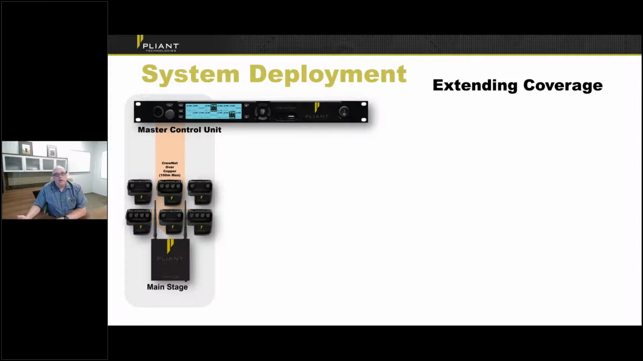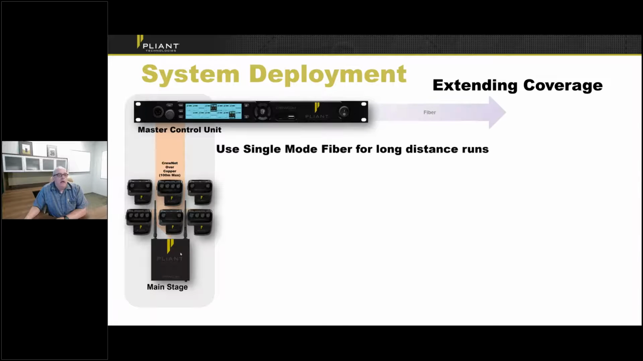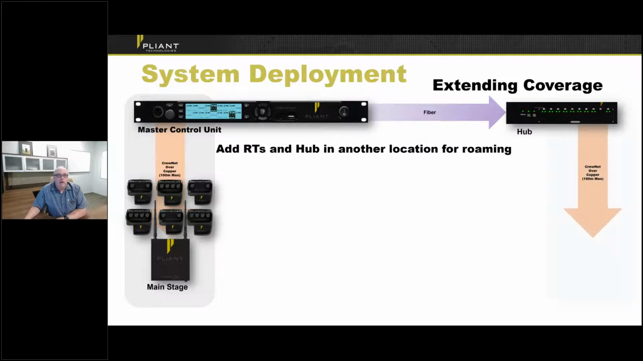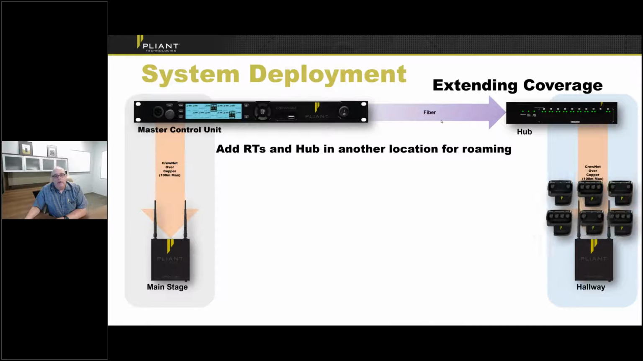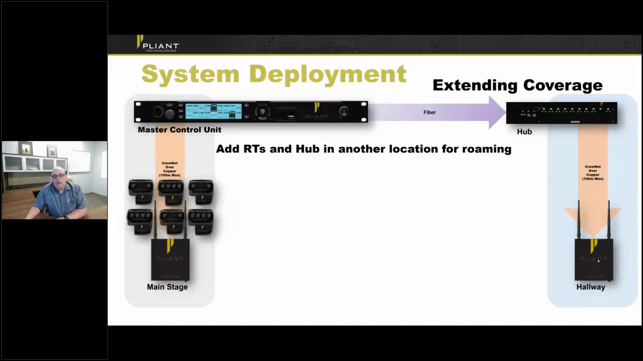Now, let's say you want to cover another area of your facility. So you have, let's say, your main stage area, and now you want to go to another part of the building or facility. In this case, we're connecting with fiber, and then we're connecting up to a hallway that's in another part of the building. The fiber will allow you to connect up to 10 kilometers or 6 miles away. So the other facility could literally be on the other side of town, as long as it's less than 10 kilometers away.